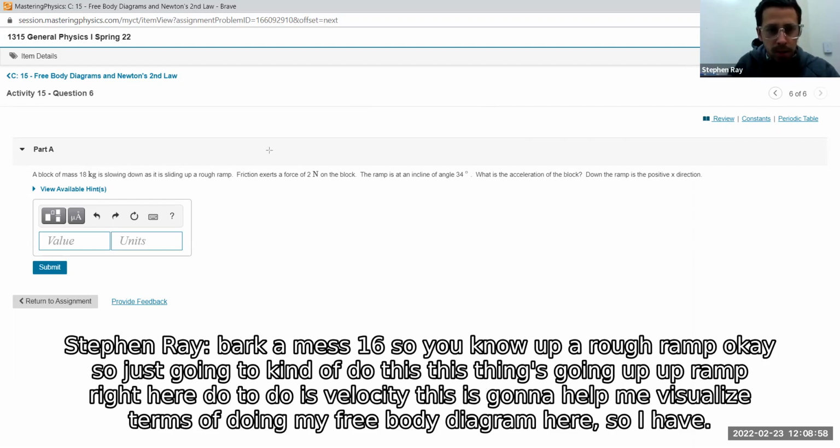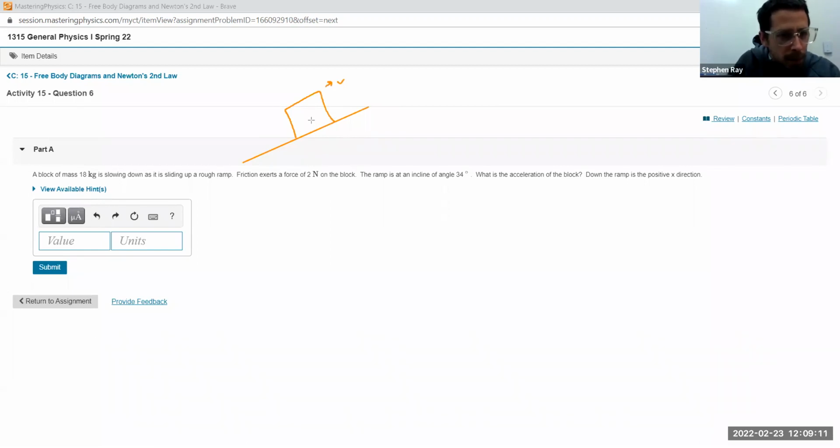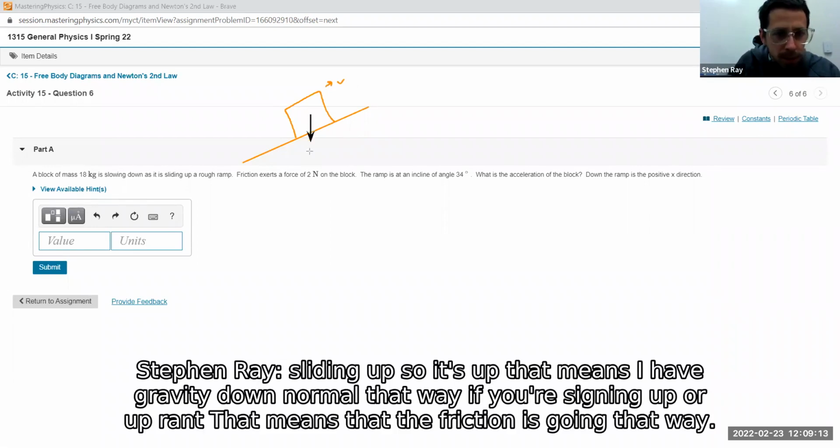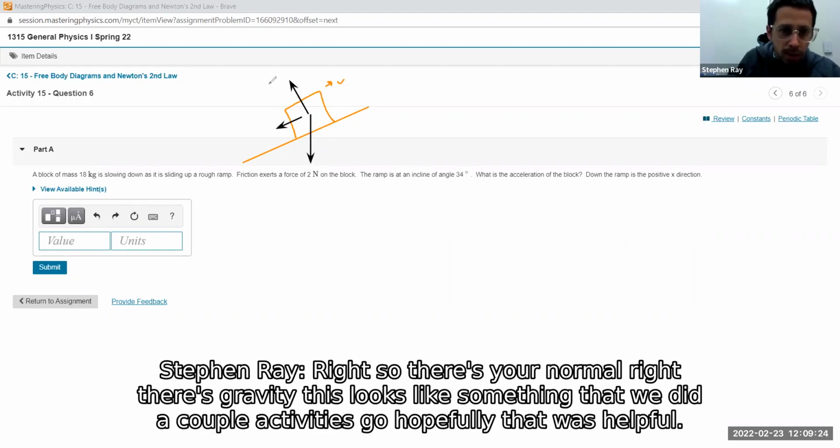Okay, so I'm just gonna kind of do this. This thing's going up a ramp right here, and its velocity is up. This is just going to help me visualize in terms of doing my free body diagram. So now I have it sliding up. If it's up, that means I have gravity down, normal up that way. If you're sliding up a rough ramp, that means that the friction is going that way, right? So there's your normal, there's your gravity. This looks like something that we did a couple activities ago.